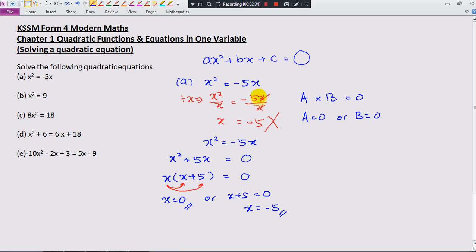So if we do it the other way, we will only get one answer, which is negative 5. We cannot get the 0. 0 and negative 5 are actually the roots of this quadratic equation. Okay, let's proceed to part B.